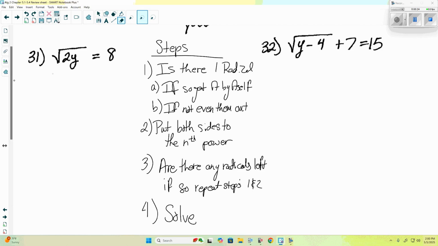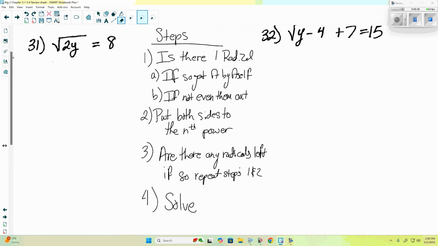Now, our main steps for solving: one, is there one radical? If so, get it by itself. If not, even them out. Two, put both sides to the nth power. Three, if there are any radicals left, repeat steps 1 and 2. And then step number four is solve.